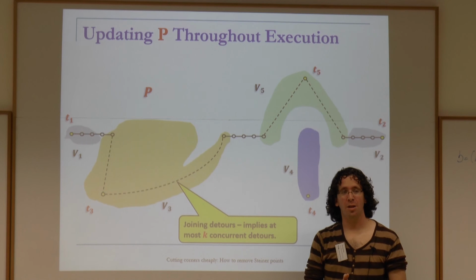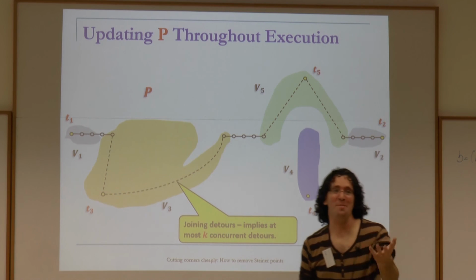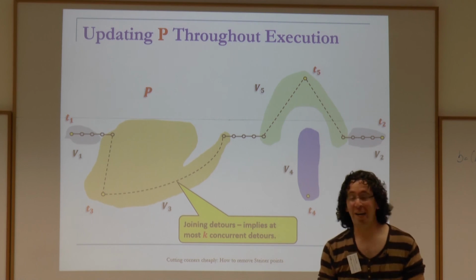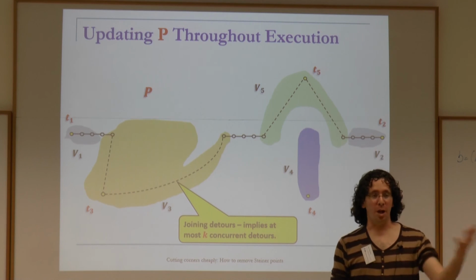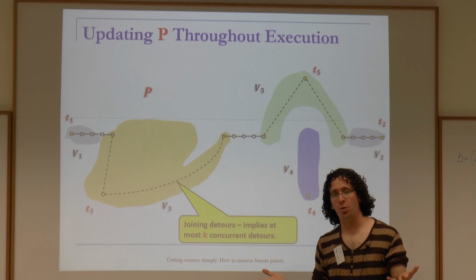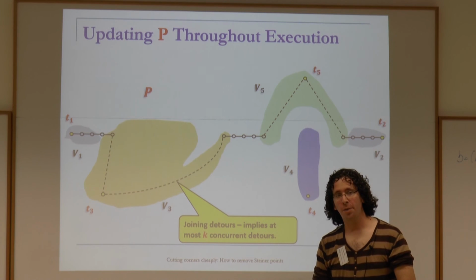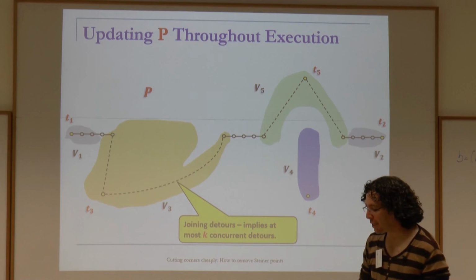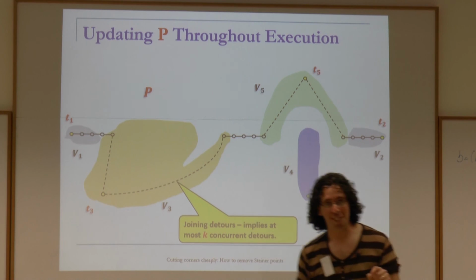So no, I'm answering your question. This is the relation between the number of balls intersecting a path and the number of detours. It seems like you need a strong diameter. Yeah, so I need a strong diameter, so I cheated a little bit.